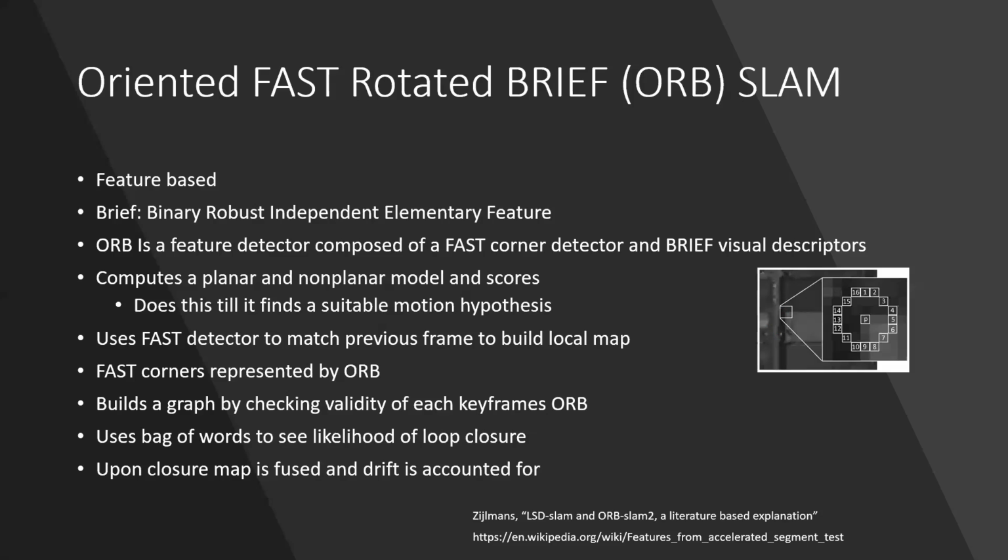On the other side of this is oriented FAST and rotated BRIEF, or ORB SLAM. And it's a feature-based SLAM algorithm. And when I say feature-based, obviously we need an extractor. In this case, they use the FAST corner detector. And as you can see down in this right-hand corner, this is the FAST detector on this corner in this image. And so what it does is it takes 16 nearby pixels, and they're numbered in order here.